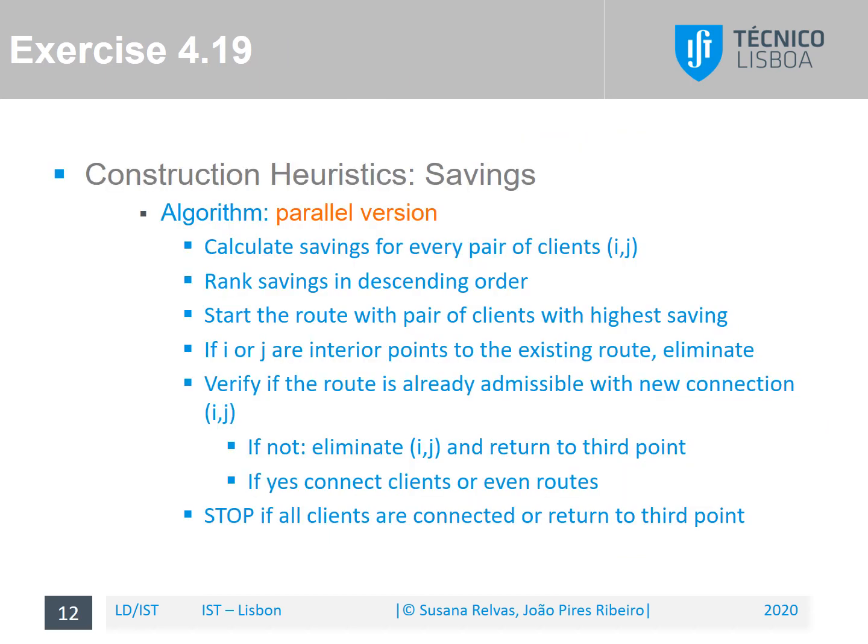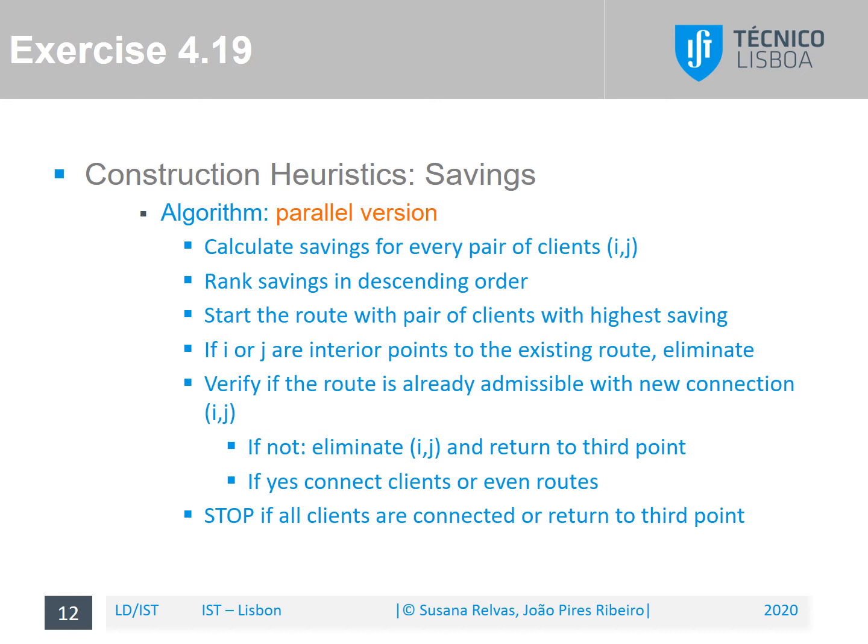Now let's see how we can implement the parallel version of the savings heuristic. The preparation is all the same. We are going to calculate each savings and rank them in a descending order. The first pair to be included in the path is the one with the biggest saving.